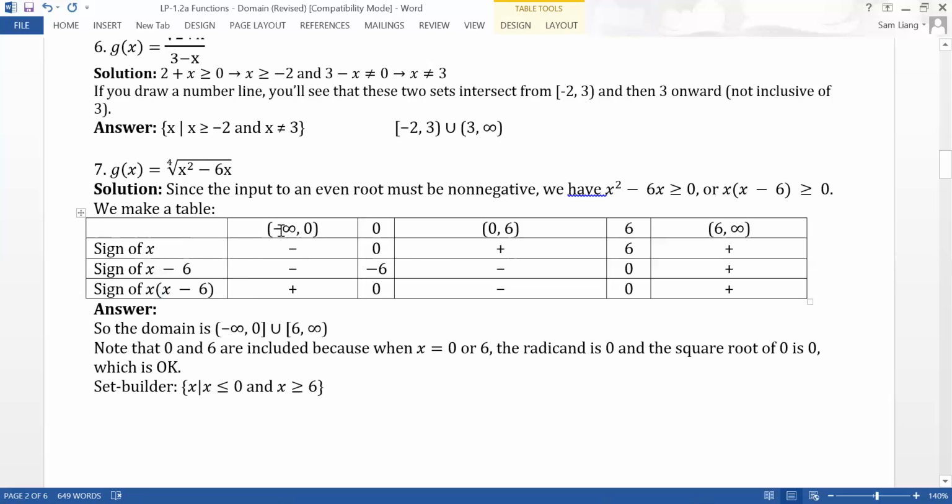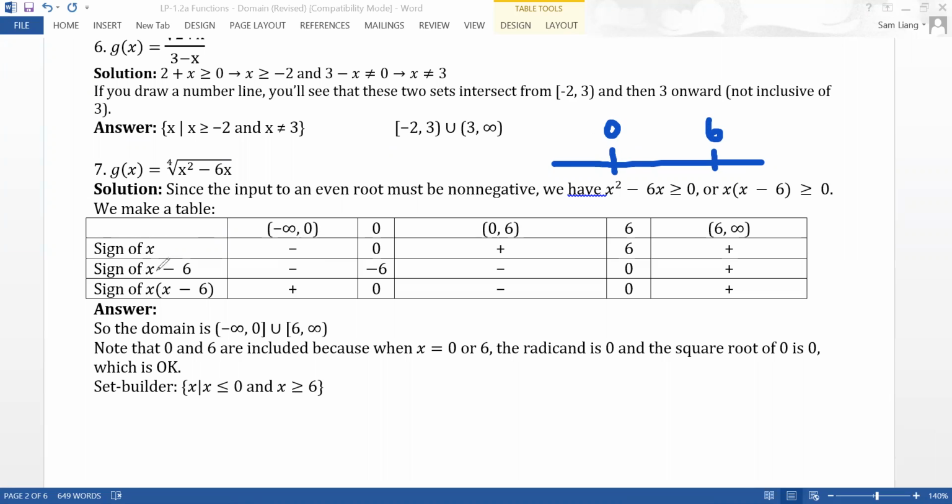So let me draw the number line. I think that'll be helpful. So let's say we have 0 here. I'll draw this on the top. 0 and 6. Okay, so negative infinity to 0, that's this part here. Just plug in any number. Let's say it's -5, right? So is the sign of -5 negative or positive? No brainer, right? It's negative. Okay, so you put that negative there.